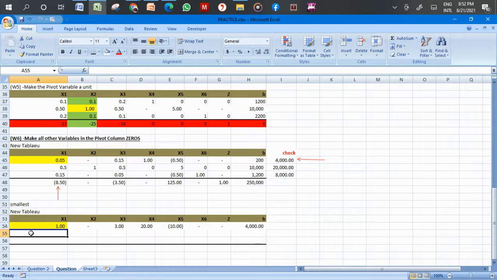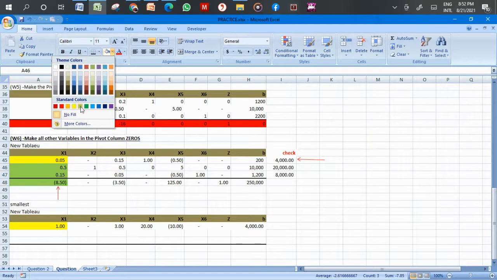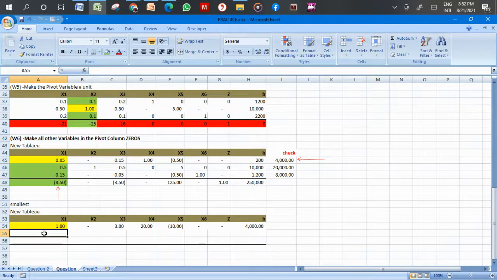So what do we do to the next column to make these ones that are indicated in green zeros? Of course, for the second one, we are going to say the column itself minus 0.5 multiplied by the pivot row. So as you can see, now it's 0, and then we can copy the formula throughout.